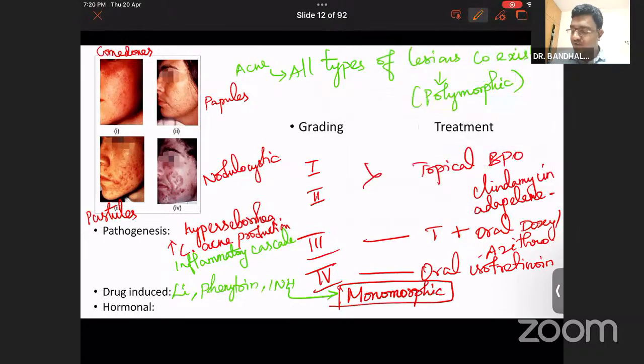Without comedones. Comedones won't be there in drug-induced acne, which is known as acneiform eruption. It's not exactly acne, which is an eruption due to drugs. Another important drug is steroids.